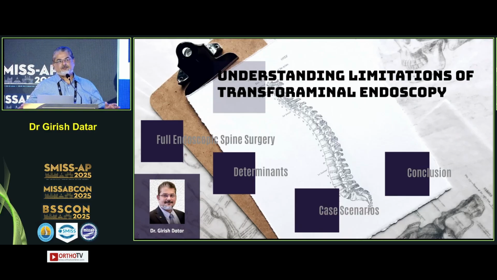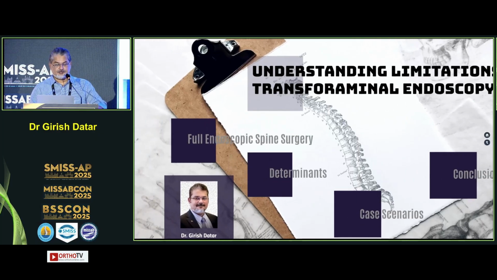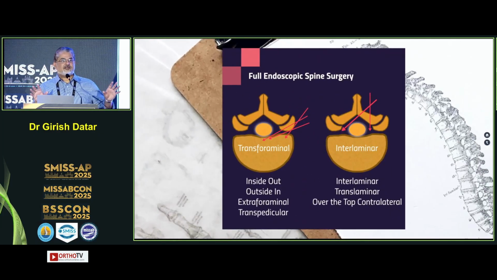We all know transforaminal surgery is a very versatile surgery, and most of the pathologies that we find in degenerative spine can be dealt with it, including other problems like infections. But we need to understand transforaminal surgery also has its own limitations. Endoscopic spine surgery can basically be classified into two parts: one is the posterolateral or transforaminal surgery, and the second is interlaminar surgery, with multiple small changes like over-the-top contralateral, extraforaminal, far lateral, foraminoplasty, ventral epidural access, but primarily two different classifications.